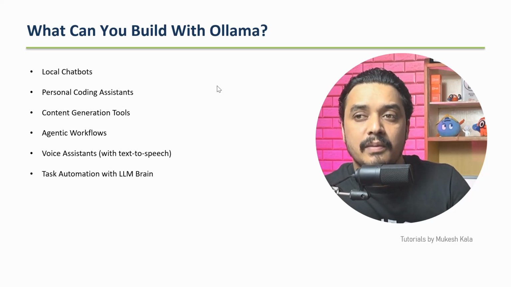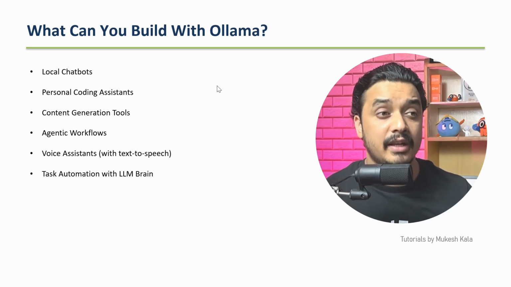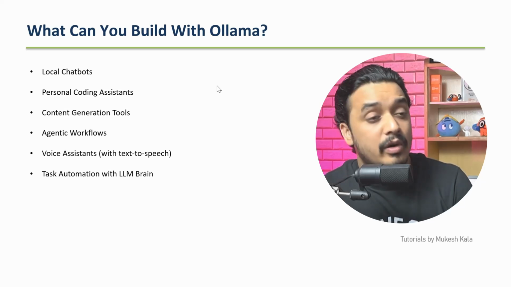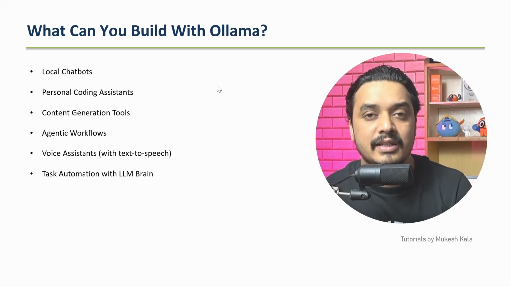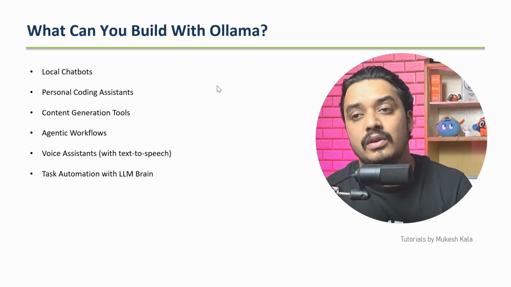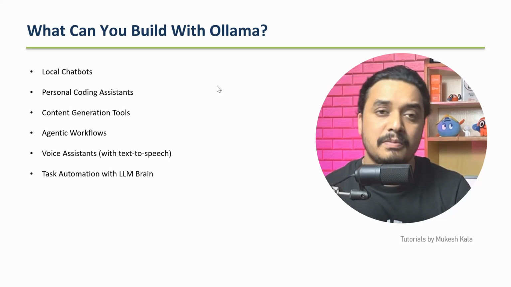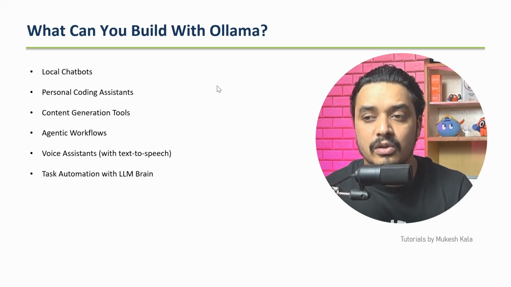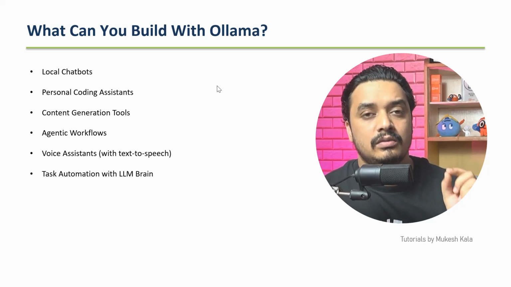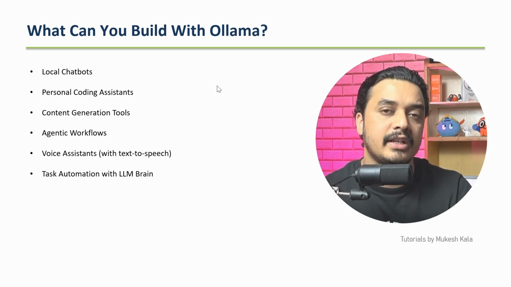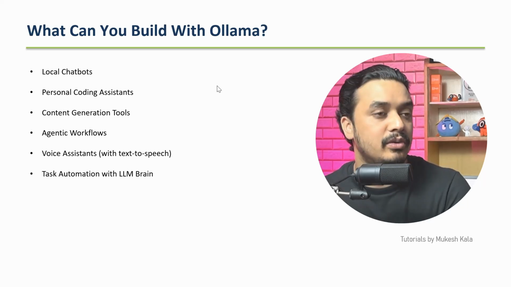I can have something called a personal coding assistant, which gives me suggestions as per my requirement, as per my training. I can build content generation tools. I can have agentic workflows, right? We have already discussed that since agentic is the new thing coming in the market, you can always utilize Llama to build agentic workflows. You can build text to speech, speech to text, all of those use cases. And you can also do task automation with an LLM brain, right? We can use it for small automation like text to PDF, PDF to text, splitting the PDF. All of those smaller tasks can also be done with Llama.